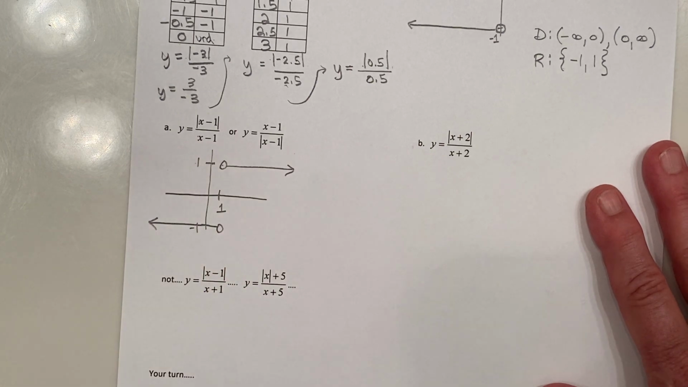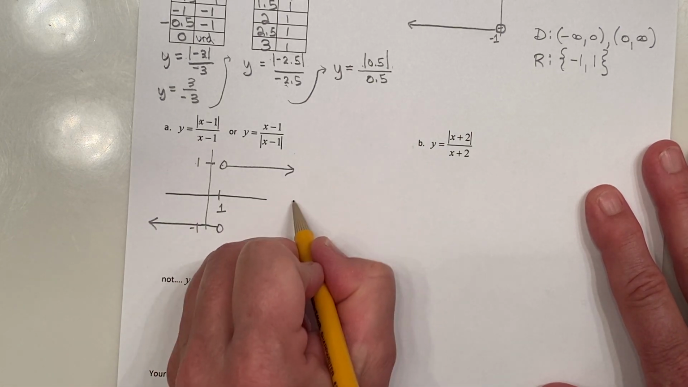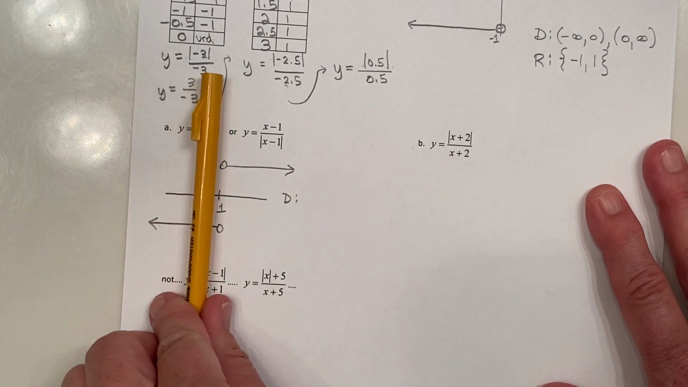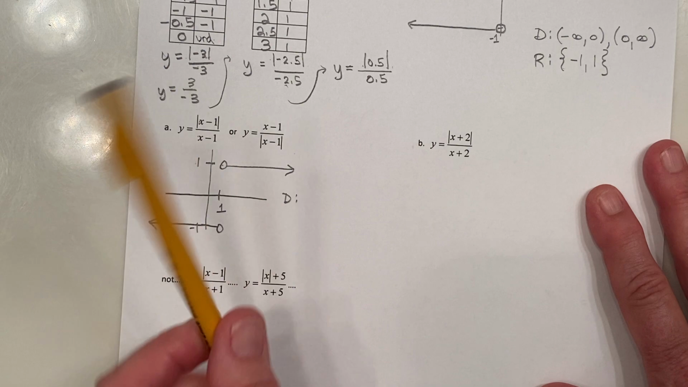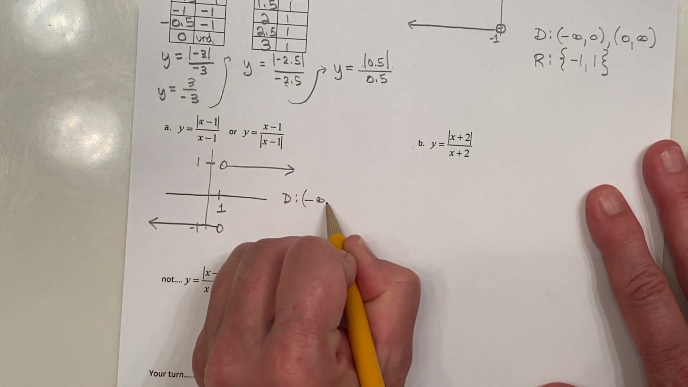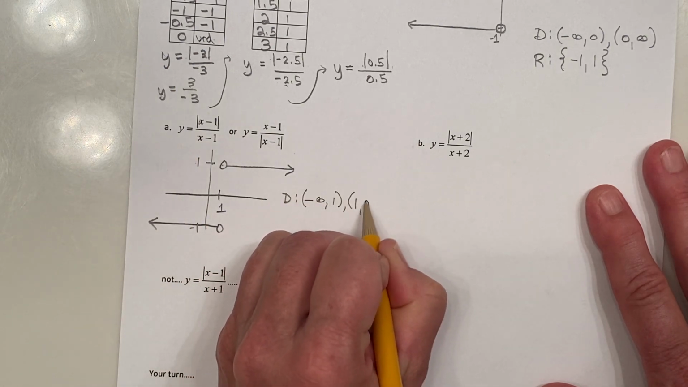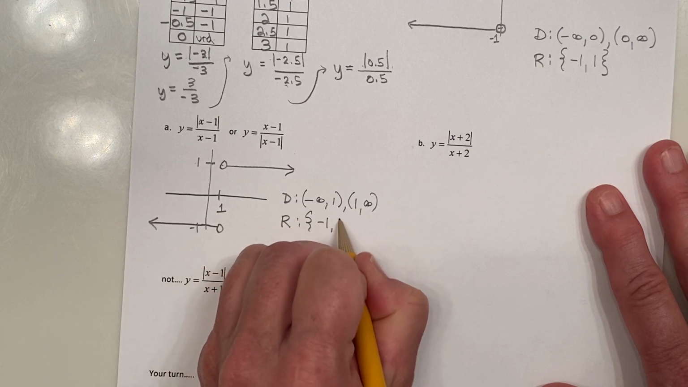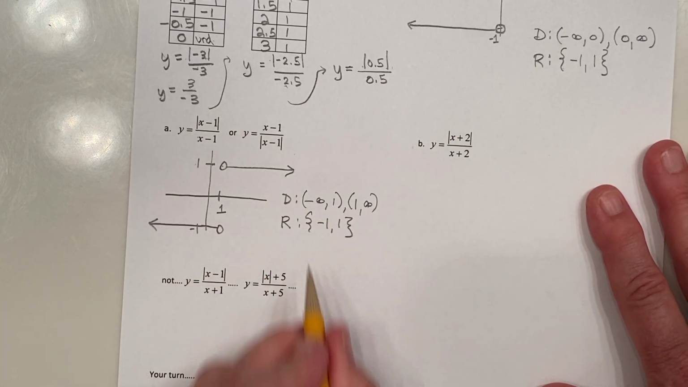So what's the domain? Well, all x's except for when x is 1, because that causes a problem. And the range didn't change. We use braces again, so we don't include everything in between.